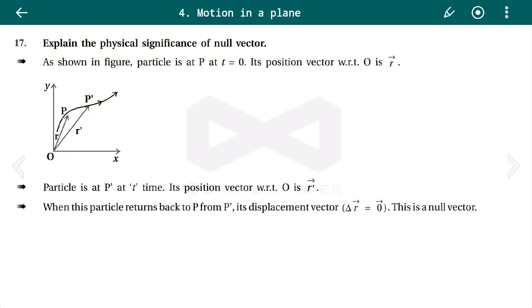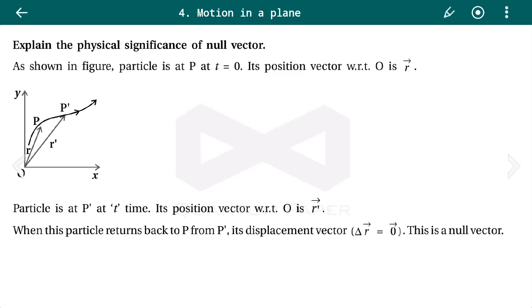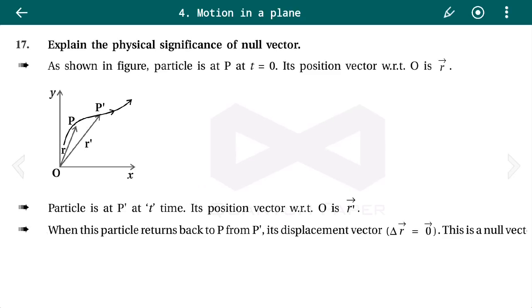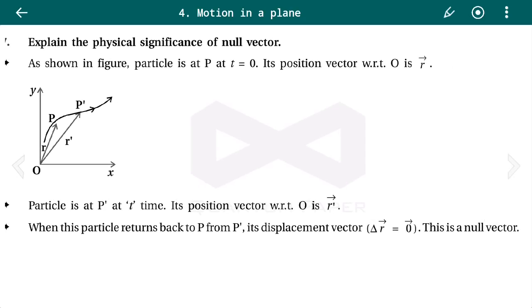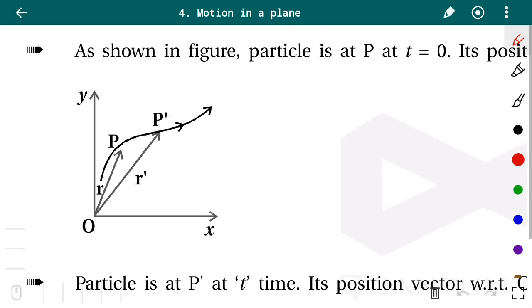Now explain the physical significance of the null vector. Now let us see the importance of the null vector in physics. As shown in the figure, the particle is at P at t equals 0. Its position vector with respect to O is r vector. So you can see this path. This path is for the moving object. The object moves in this path.